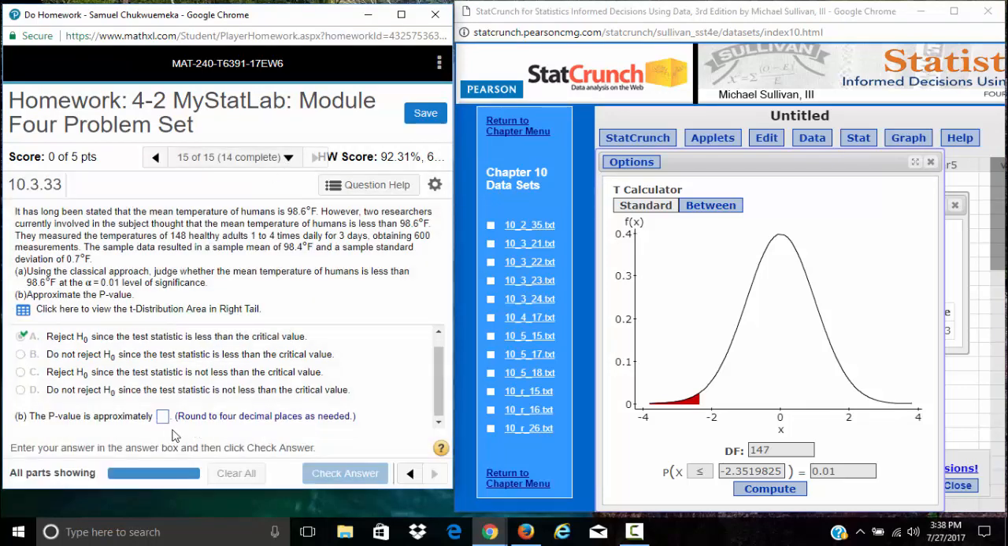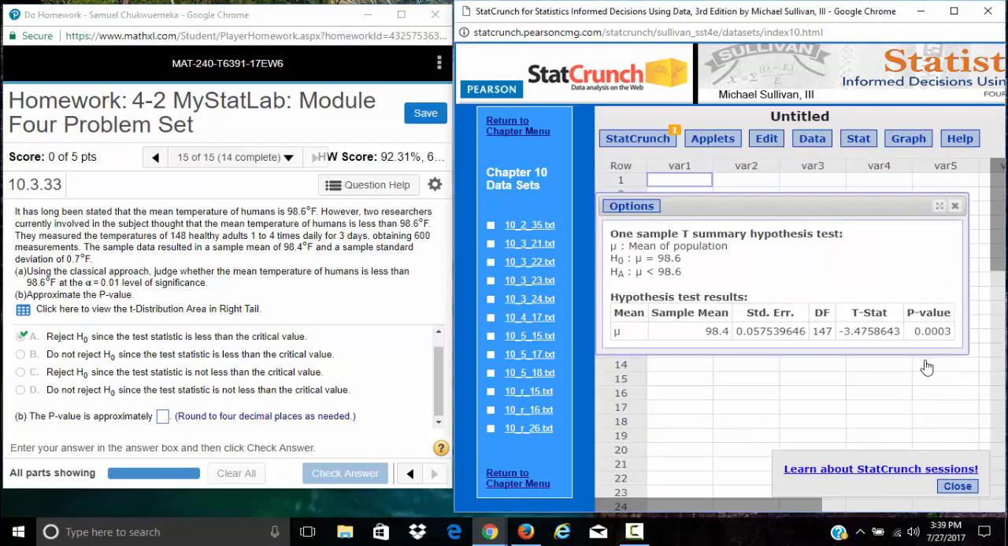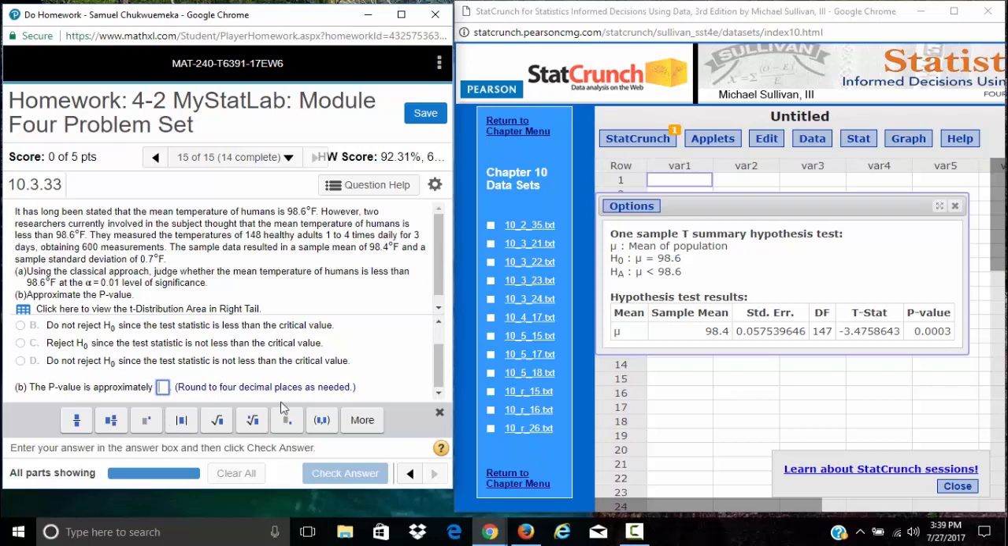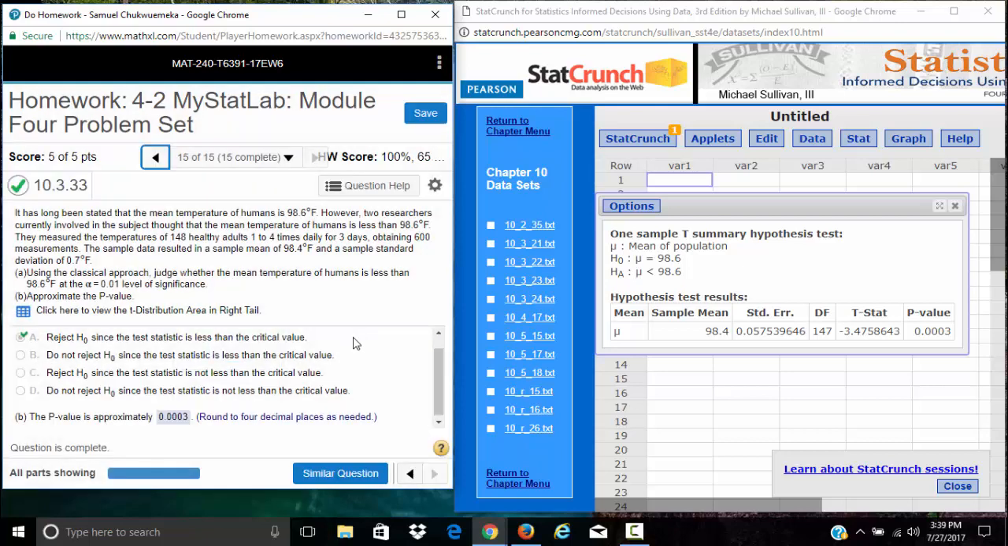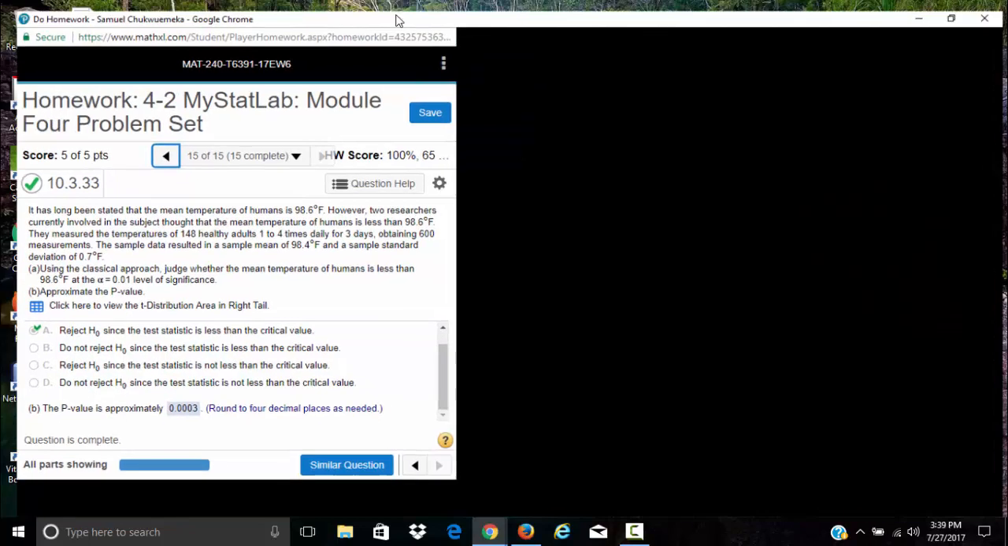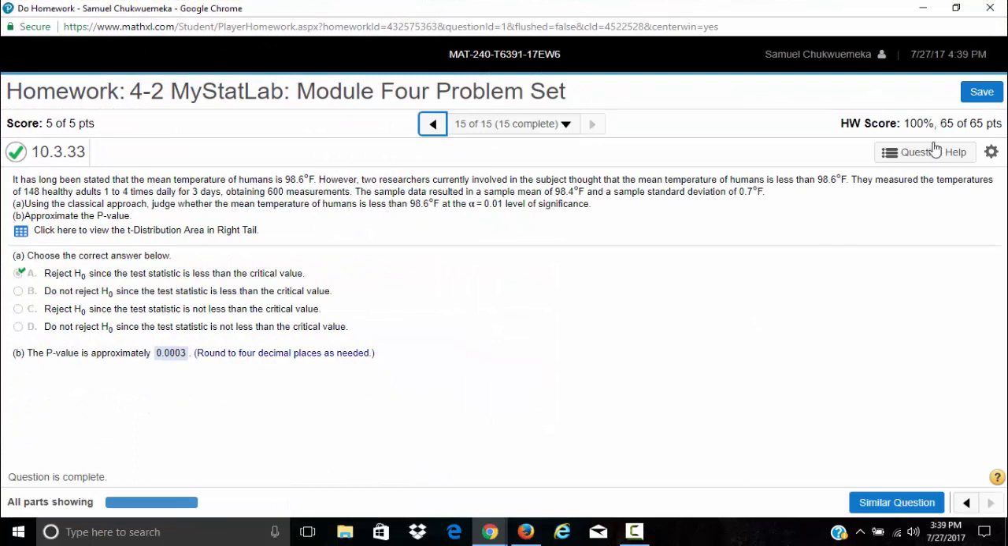And then what is the p-value? The p-value as we have here is 0.0003, rounded to 4 decimal places. I think that is it. So let's close this. Folks, that is it. And you just click save.